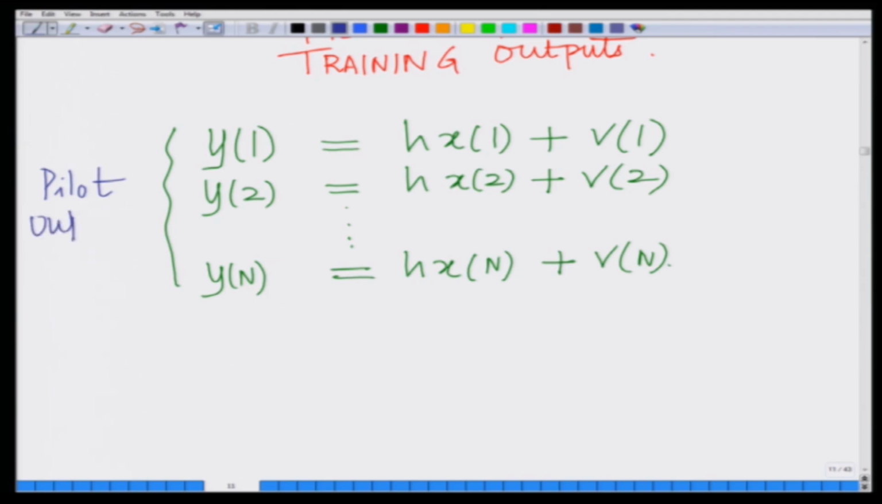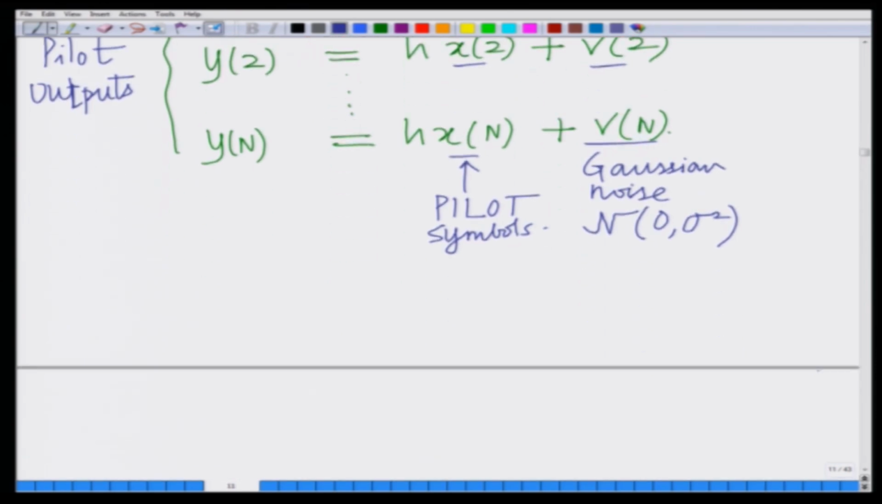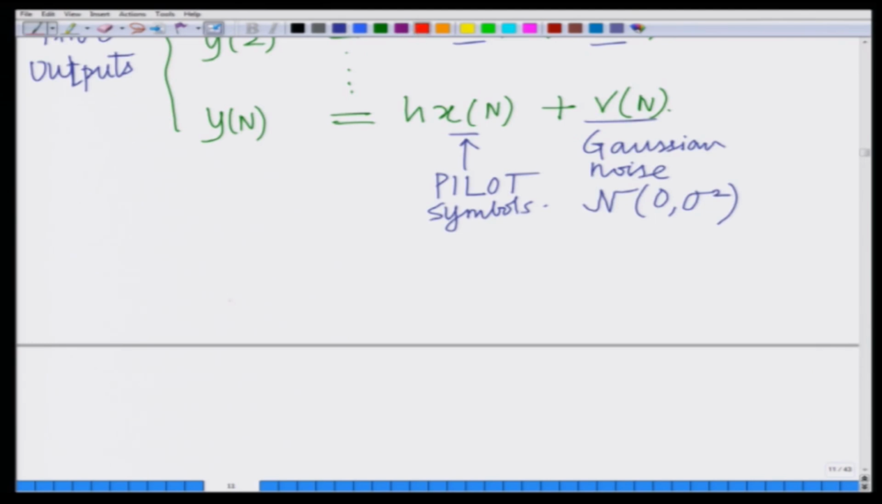As we already said, x1, x2, xn are the pilot or training symbols, and v1, v2, vn are the Gaussian noise samples. These are Gaussian noise samples with zero mean and variance sigma square. Okay. So, basically now we can write the kth output as we had written before.